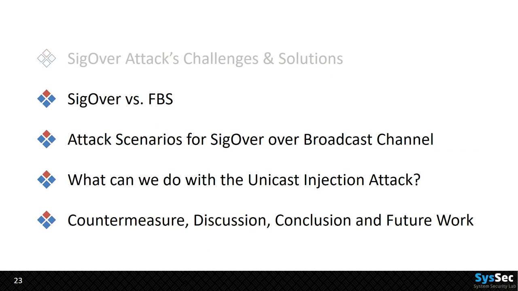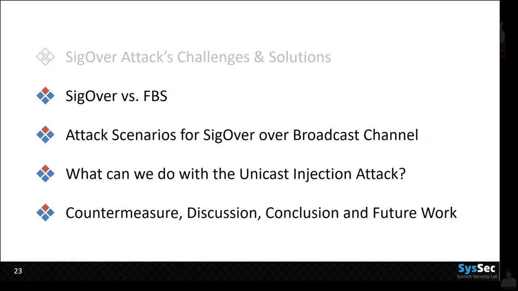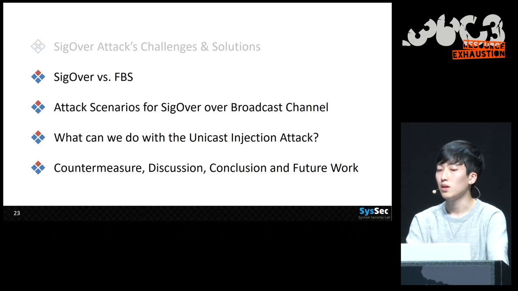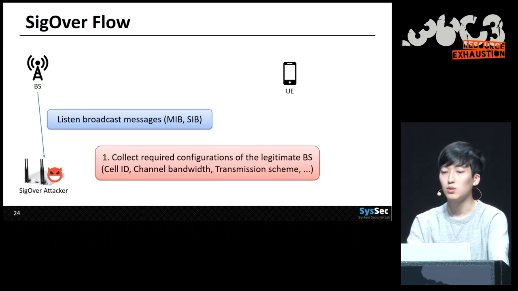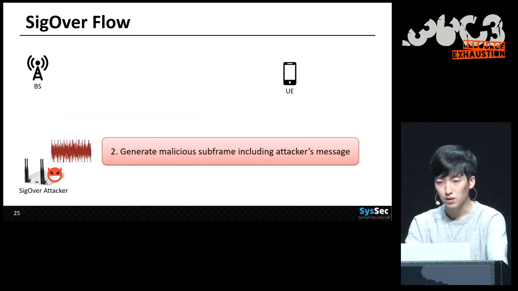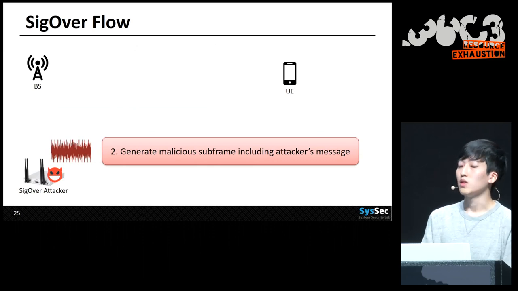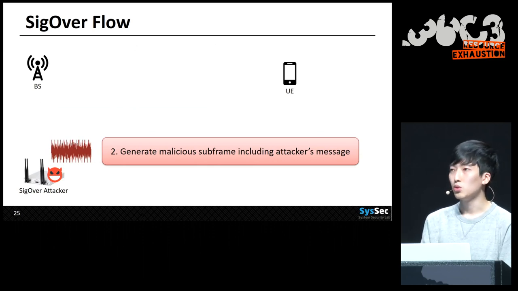Next, before examining the difference between SigOver and FPS, I will explain the process of the SigOver attack. First, the attacker collects necessary values by listening to the broadcast message of the normal base station. This process is necessary because information about the base station is required to disguise the attacker signal as that of a normal base station. Next, the attacker creates a subframe that contains the message to use for the attack.